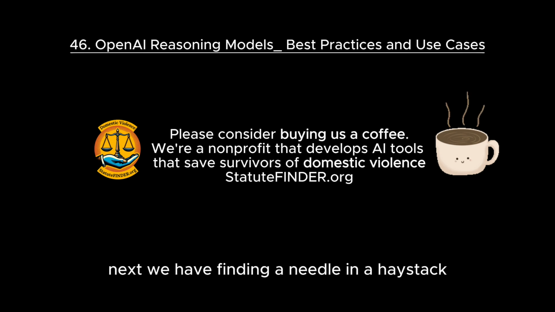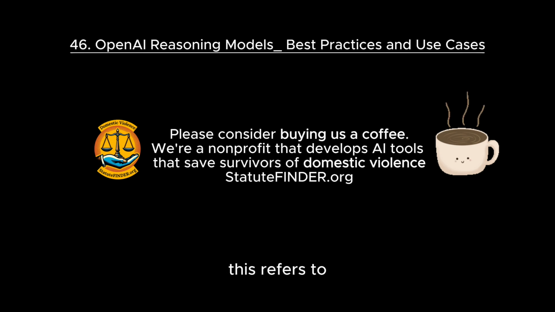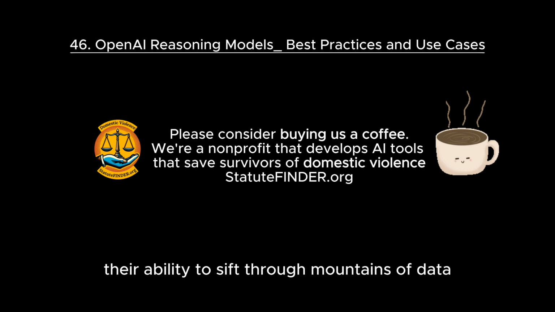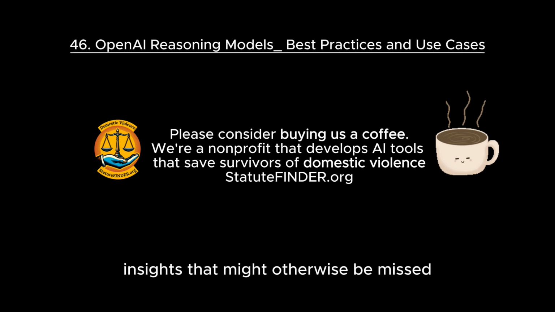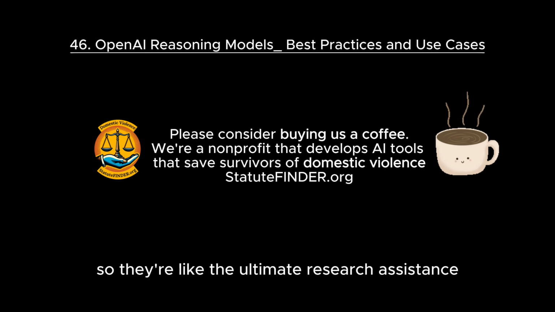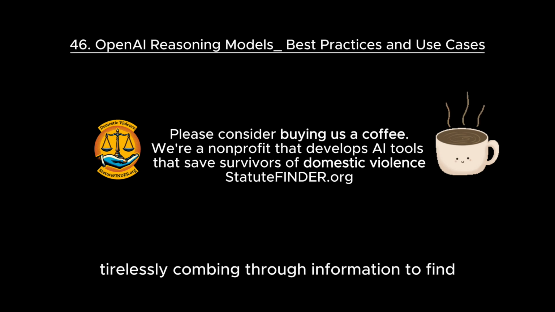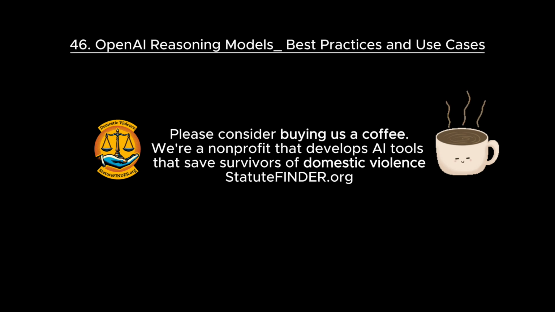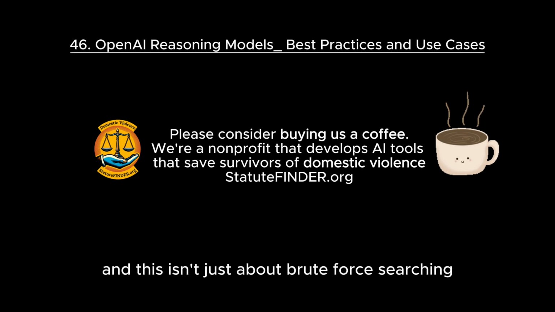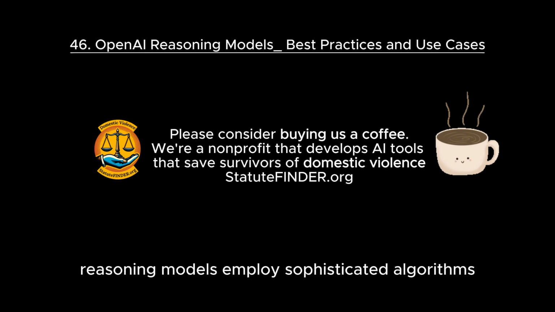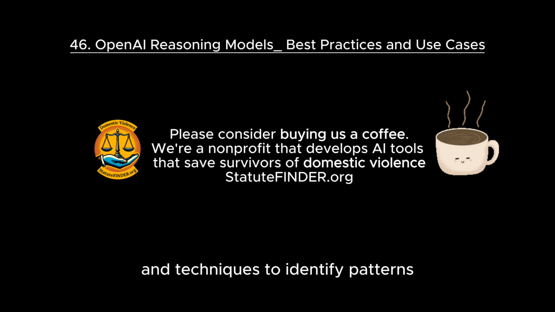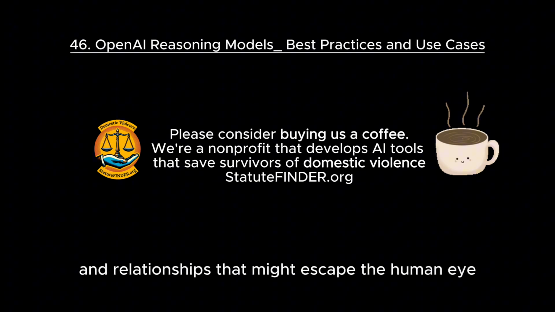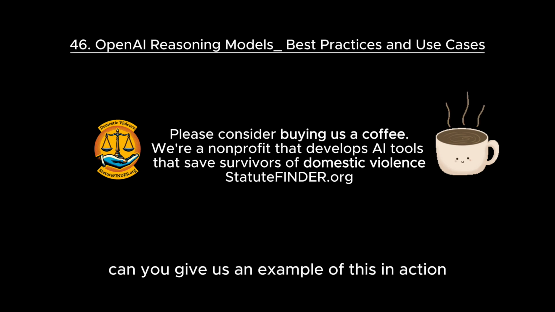Next, we have finding a needle in a haystack. This refers to their ability to sift through mountains of data and pinpoint those critical insights that might otherwise be missed. So they're like the ultimate research assistants, tirelessly combing through information to find the hidden gems. Exactly. And this isn't just about brute force searching. Reasoning models employ sophisticated algorithms and techniques to identify patterns, anomalies, and relationships that might escape the human eye. Can you give us an example of this in action?